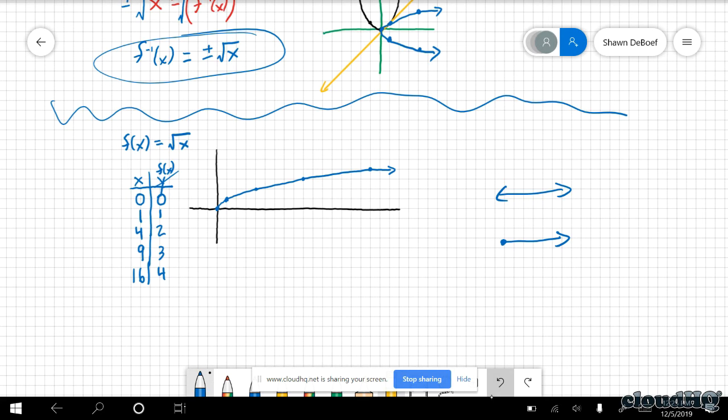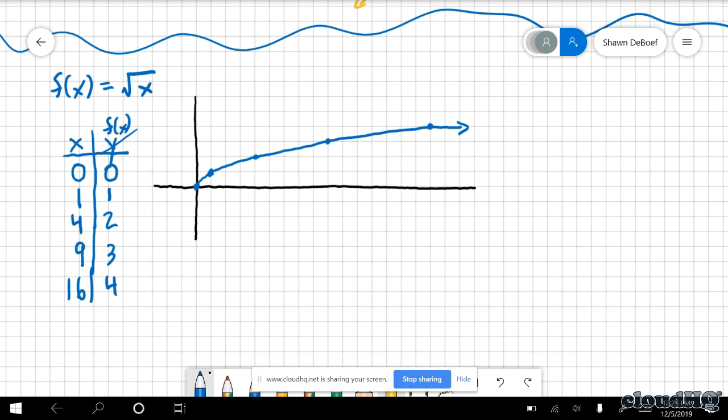So be careful, please. That's what I expect to see when you graph a square root function. I want to see that endpoint on the left side. Anything to the left of that would have been undefined. Now, let's talk a little bit about domain and range.